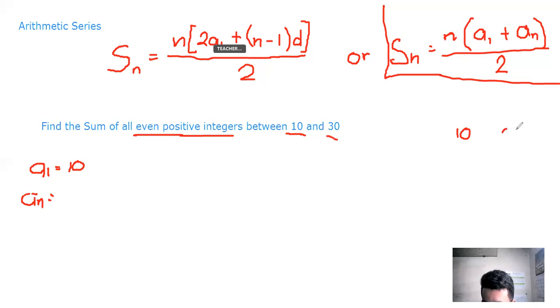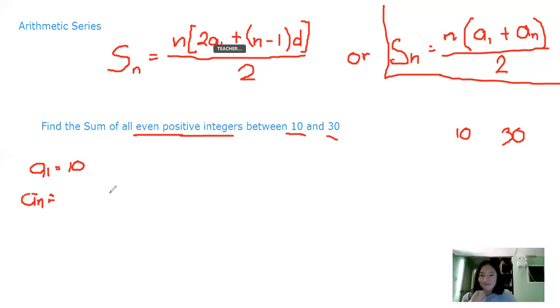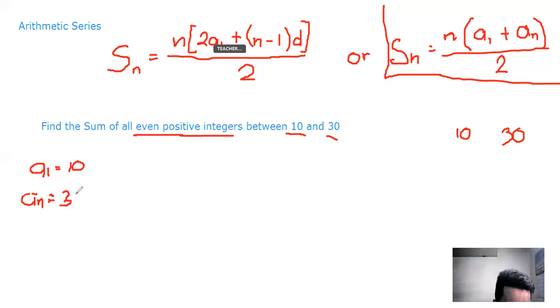Then, A sub n natin, last term natin, simula tayo kay 30 pababa. Si 30 ba, integers na ba si 30? Even na ba si 30? Even numbers na ba si 30? Hindi po. Hindi ba even si 30? Even po. So, si 30 even din siya. So, may first term na tayo na 10, may last term na tayo na 30, diba?